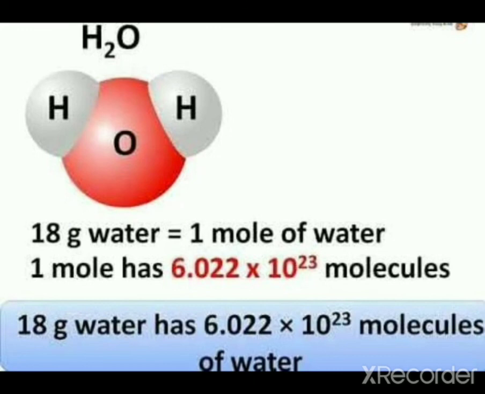Now, if you take carbon dioxide for example, its molar mass is 44 gram per mole. Therefore, 44 gram per mole is the mass of 6.022 into 10 raised to 23 molecules of carbon dioxide. Whereas 44 U is the molecular mass of carbon dioxide.